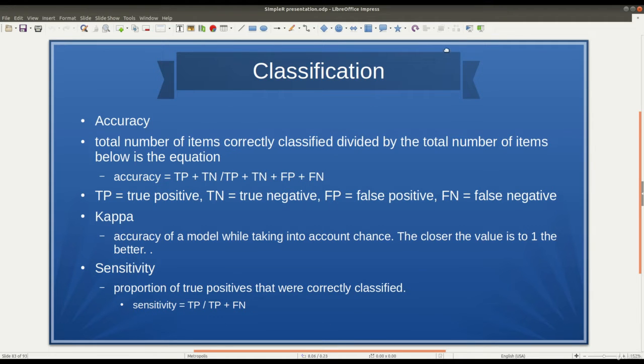So accuracy, you guys know what that is. Here's how you calculate it, like so. TP stands for true positive. I just use a shorthand here.